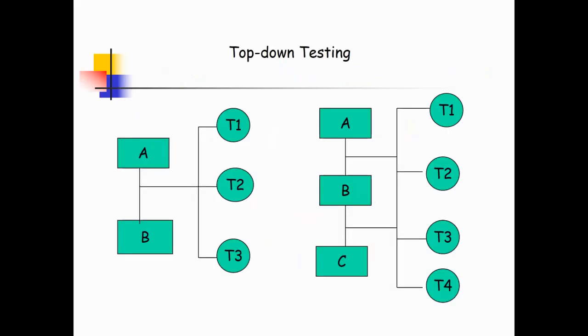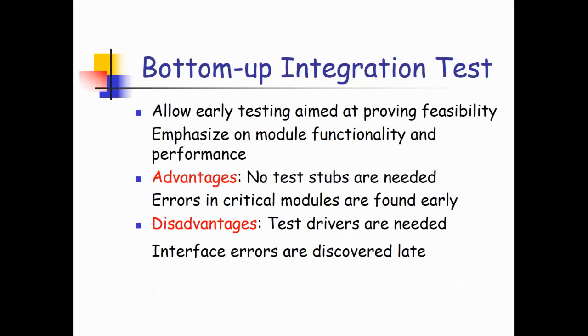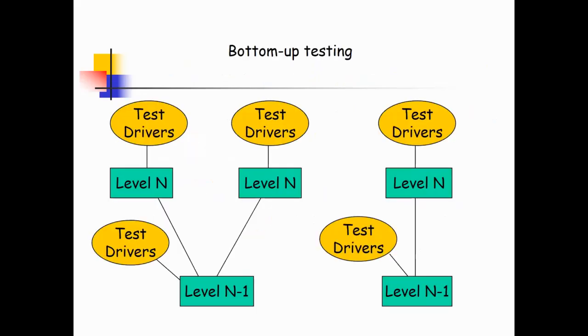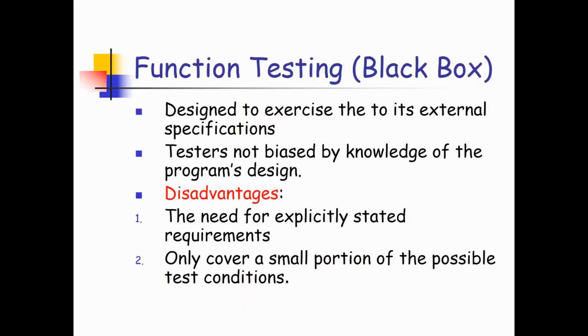Top-down testing. Bottom-up integration test: all of early testing is aimed at proving feasibility, emphasizing module functionality and performance. Advantage: no test stubs are needed. Errors in critical modules are found early. Disadvantage: test drivers are needed. Interface errors are discovered late. So bottom-up testing: test drivers, level 1, level 2 test drivers.